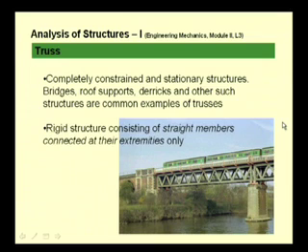All these trusses have one common characteristic: they consist of only straight members, and they are connected at their extremities. As you see in this example, you have many straight elements which are connected at their extremities only.